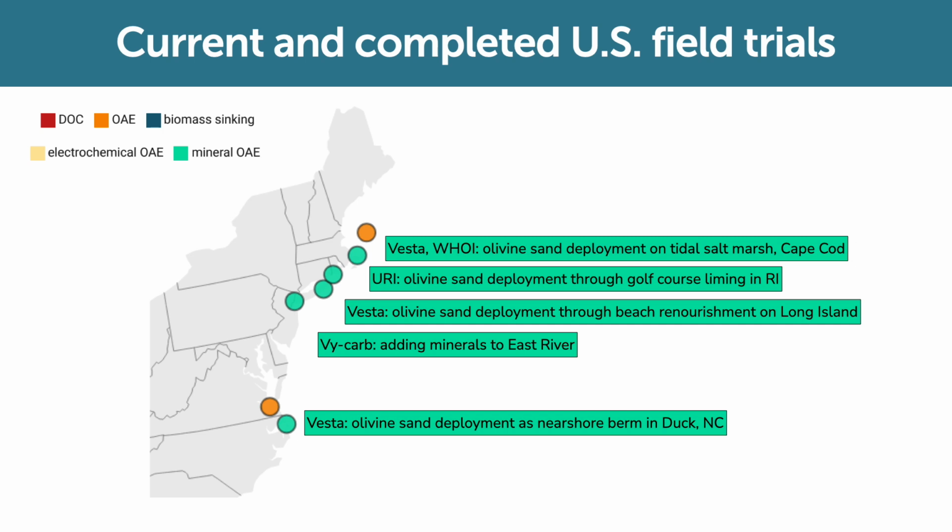A project led by mCDR startup Vicarb, located on the waterfront of the Brooklyn Navy Yard, is adding minerals to the waters of the East River to test a CO2 neutralization process and pioneer a new carbon sensing technology developed by the company.